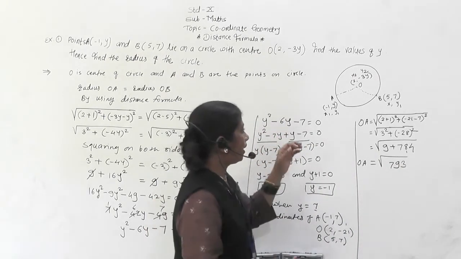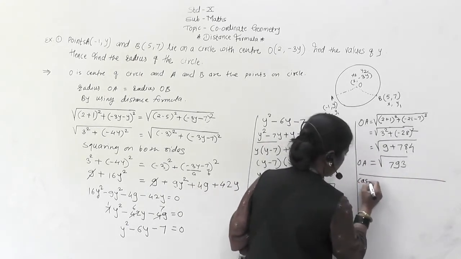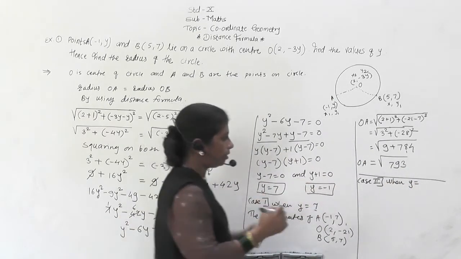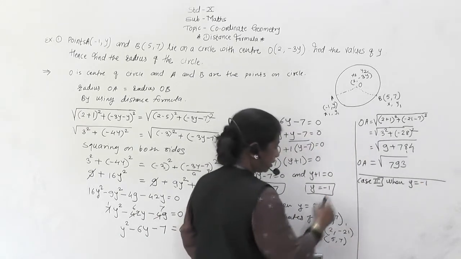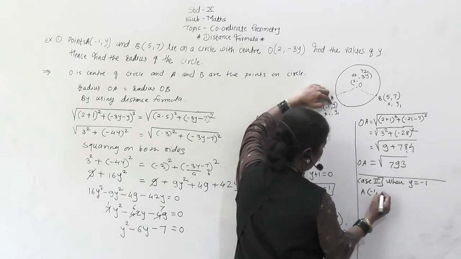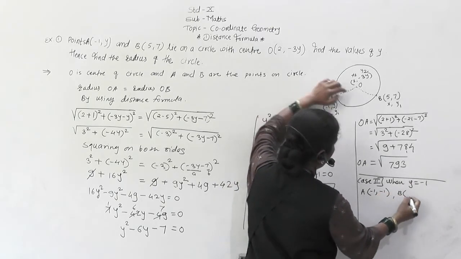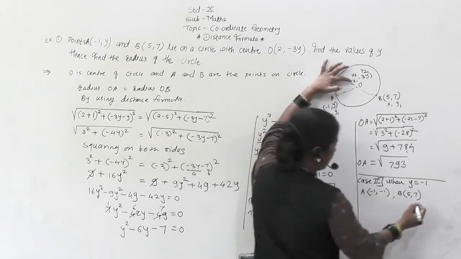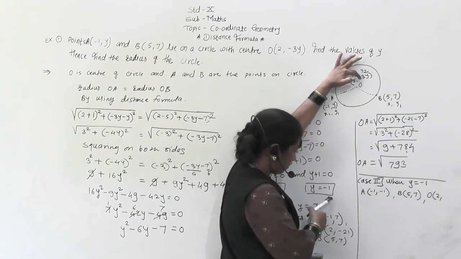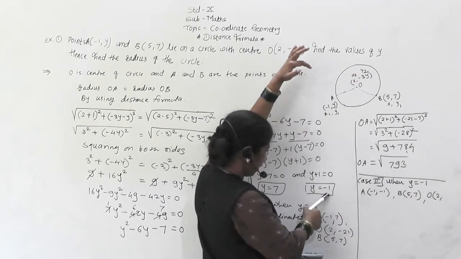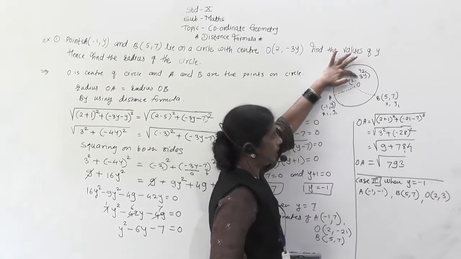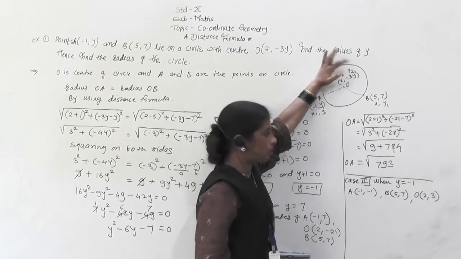Right? Now we will see case 2. When y equals to what we got? Y equals to minus 1. Right? So what are the coordinates of A? A is minus 1, and what is the y? Minus 1. Then B, 5, 7, as it is. And O, what are the coordinates of O? These 2, comma, minus 3. Okay, so here 4 plus 3, this minus 3 multiplied by minus 1, so minus minus will come plus, so plus 3, right?